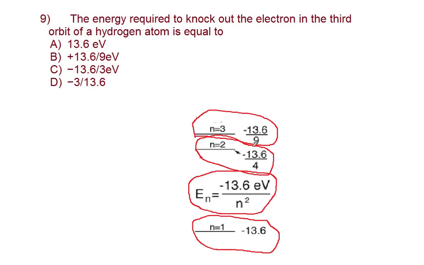Now this is the energy of the electron, so we must supply energy equivalent to this, but in the positive sense. This is minus, so we must apply a positive energy. So the energy required to knock it out is plus 13.6 divided by 9. So this is the answer. This much energy must be supplied, plus 13.6 divided by 9 electron volt.